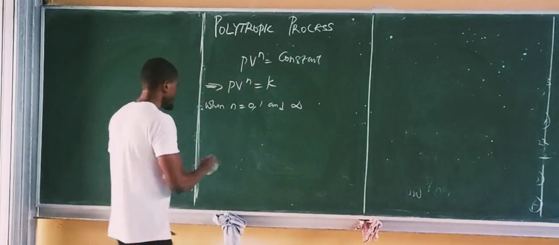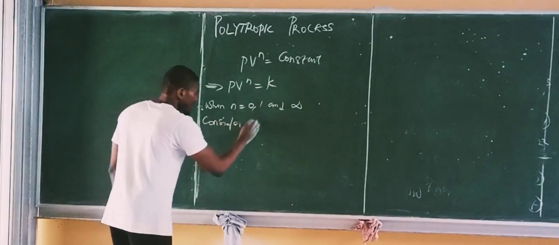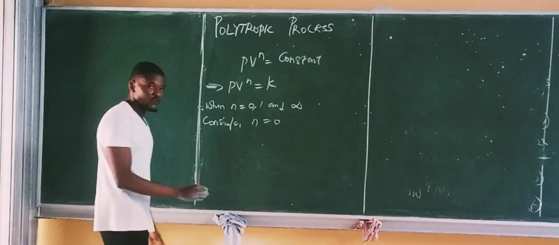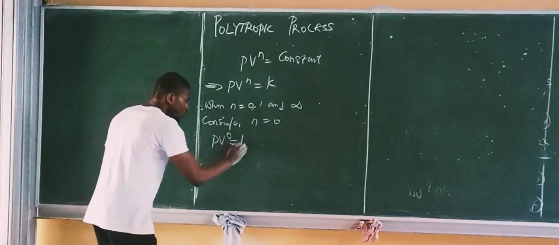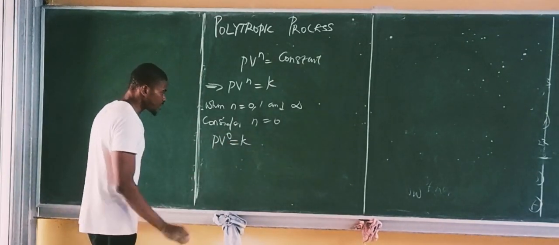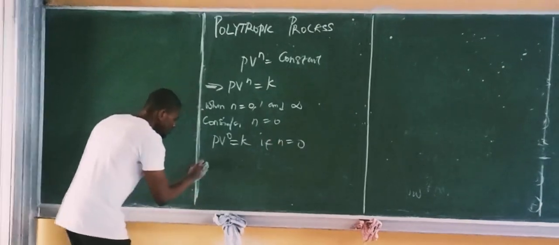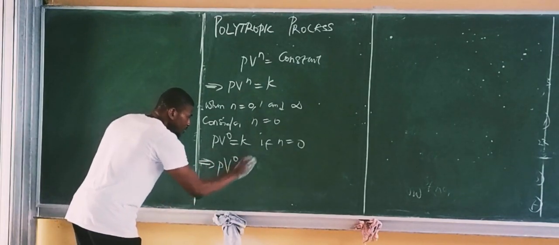Now let's consider when n is equal to 0. If we do this from the law, or from the formula of the polytropic process, we have PV^0 is equal to constant. So if n is equal to 0, it now implies that PV^0 is actually what?